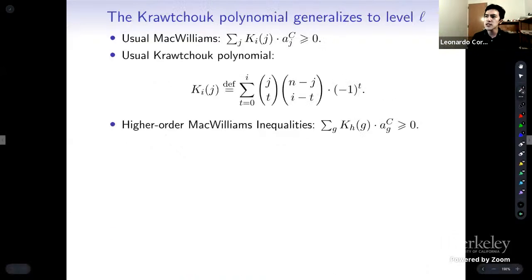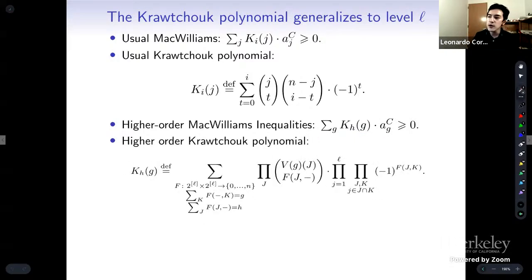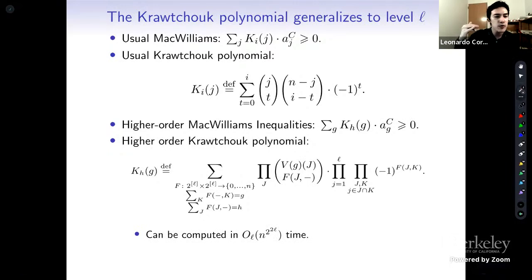Now, let me just tell you what these higher order Krawtchouks are. So this is the usual Krawtchouk and the usual MacWilliams inequalities, and as I said, we have a higher order version of this. And it's a more complicated formula, and I don't really want you to understand what this means, but I just want you to look and see the similarity of these two expressions. This is just an alternating sum of products of binomials. This is going to be some alternating sum of products of multinomials. And what I want you to get from this is that there is an efficient way of computing this. This can be computed in polynomial time, assuming that L is constant.